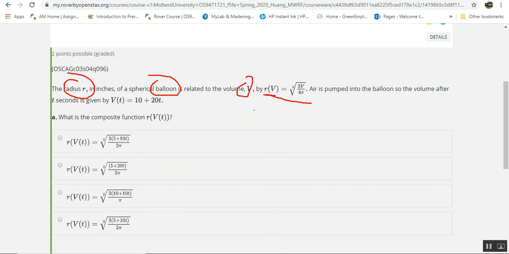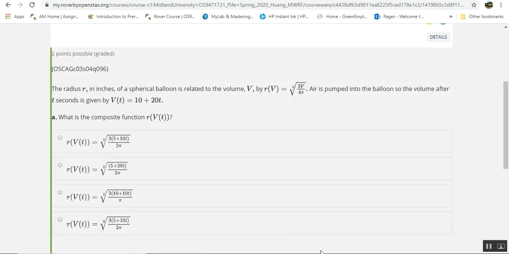And of course, when you pump air into the balloon, the longer you pump the air, the larger the volume. So therefore, the volume also depends on the time. Consequently, the radius depends on the time. So the first task that we want to do is to find the composite function R of V of t.